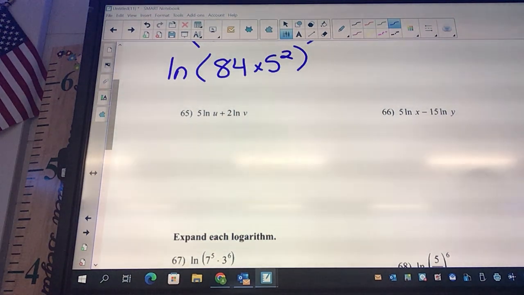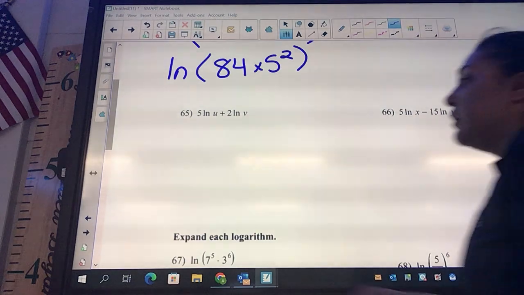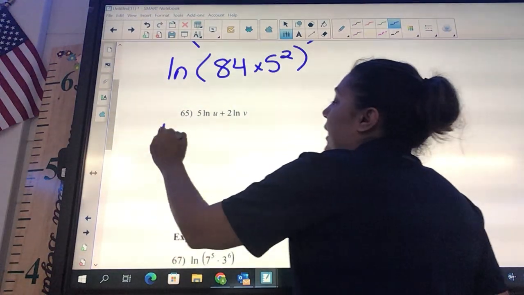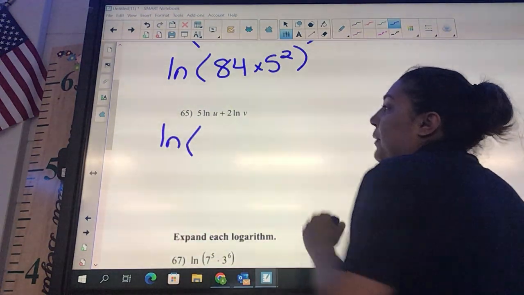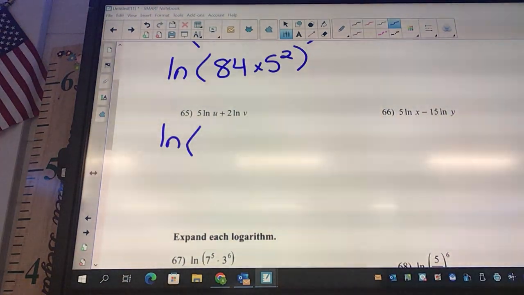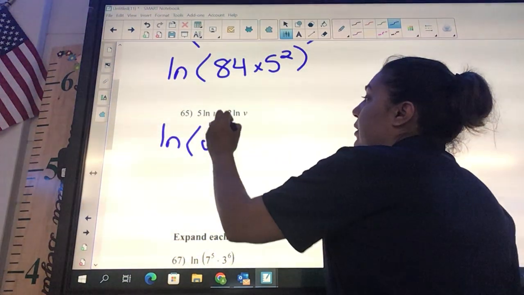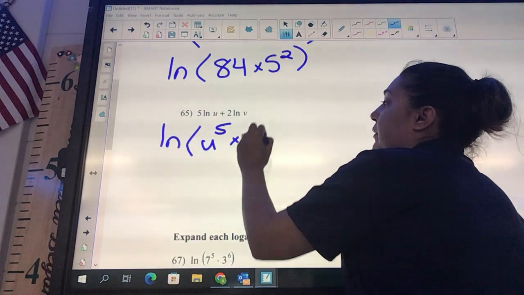Can you wait just a minute? So let me do this. My camera's on. Okay, so we're gonna say natural log of a plus goes to what? Multiplication. So we got u to the 5 times v squared.